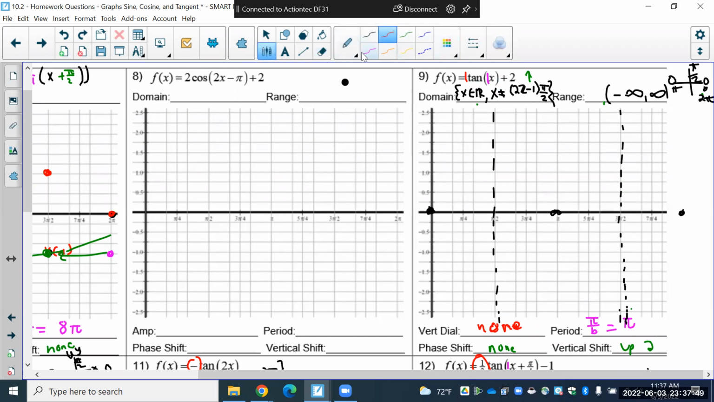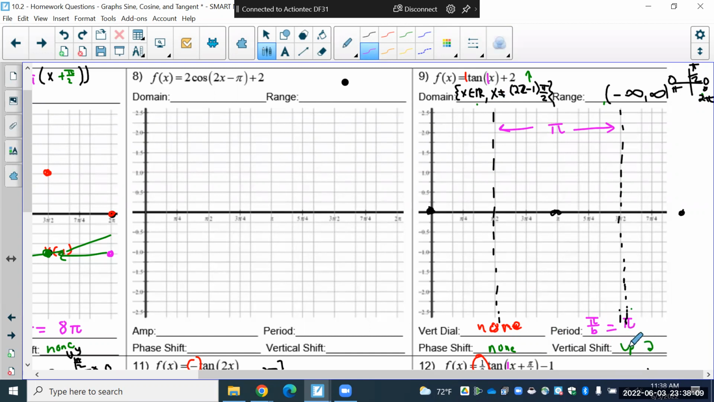Okay, and then the period is actually the distance between these asymptotes, which is only pi, not 2 pi. It makes sense because you see how tangent goes from 0 to 0 in pi, and also from asymptote to asymptote in pi. So the period, instead of being 2 pi over b, is pi over b. So it'd be pi over 1, because there's a 1 right here.